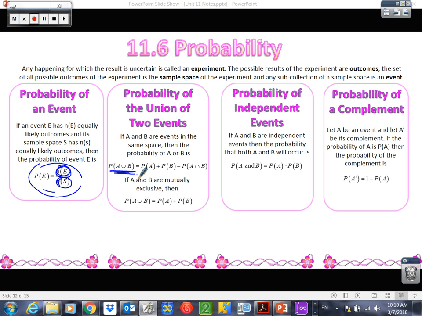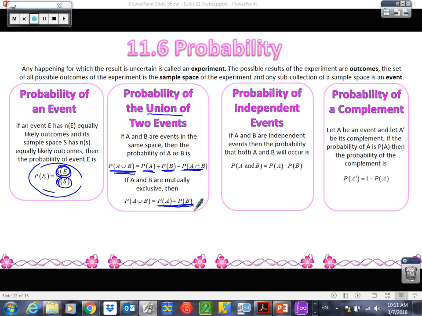So if I want the probability of the union of 2 events, what I would do is find the probability of the first one, and find the probability of the second one, and add them together. Now I have to be aware that it's possible that there could be some overlap. If there is overlap, which would be the intersection of those 2 events, then I have to take that overlap out. If there is no overlap, then I would just stop here. I would just add the 2 events together.